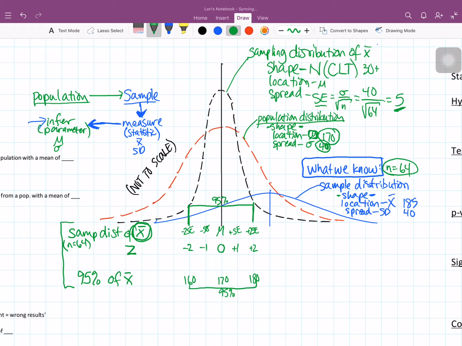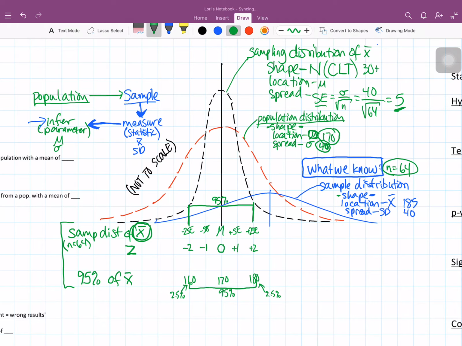Now, 2.5% would be above 180. So it's not totally unheard of. And another 2.5% would be below 160, if in fact it is normally distributed and has those same qualities. So that's just laying out the question that we actually have.